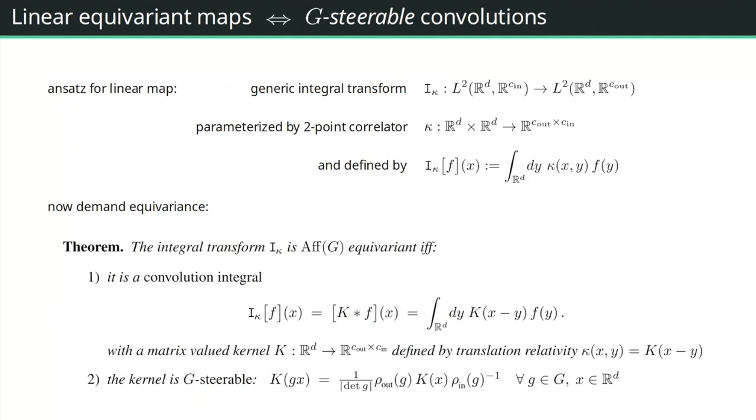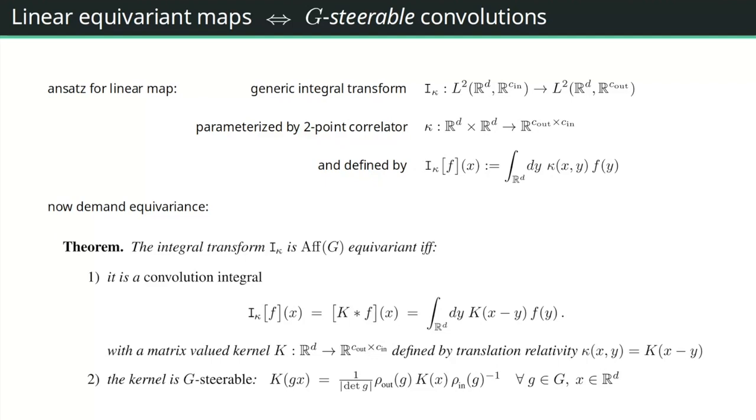And we take, again, exactly the same ansatz for our linear map, just this integral transform with two arguments. And restricted to be equivariant, the theorem here says that this integral transform is exactly then affine group equivariant if two properties hold. The first one is, again, it has to be a convolution, and I didn't expand now all these steps of how to get to the convolution with this relativity of this two argument kernel, but this is exactly what you were seeing before. But now in addition we have what we call a G steerability constraint on the convolution kernel.